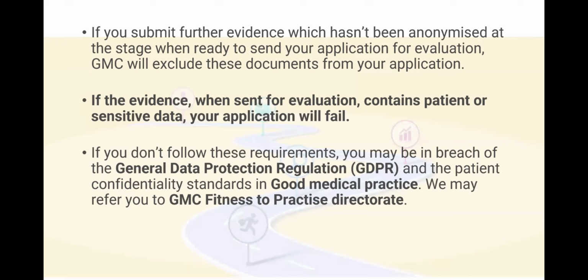These days we are doing digital pathology or work from home. GDPR is the General Data Protection Regulation. One of the GPs, or I don't know, an internist, got their license cancelled because they had patient identifier forms at their home and the kids were around and it was all open. So you have to be very careful when reporting from home. GDPR and good medical practice are very important. GMC can refer you to the fitness to practise directorate if there are many such issues, so please be careful.